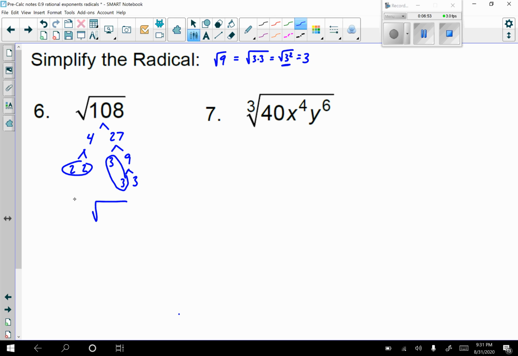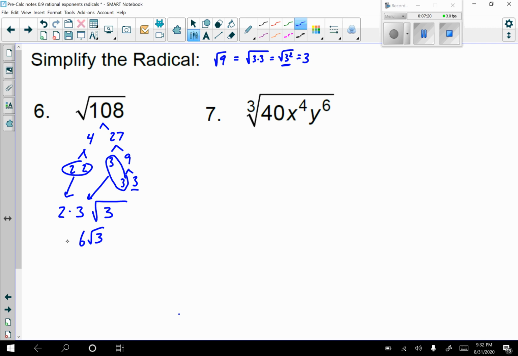So my final answer, pairs, outside. Remember, the square root of 2 squared is 2. Square root of 3 squared, to have multiplied, is just a 3. This 3 is not squared anymore. It's all on its own. It stays inside the root. So pairs go outside, leftovers inside. That is 6 root 3. Quick reminder of that.